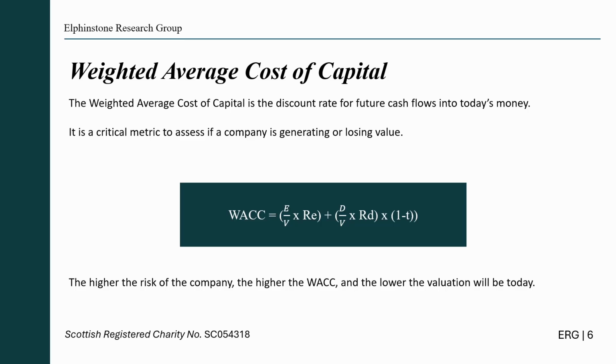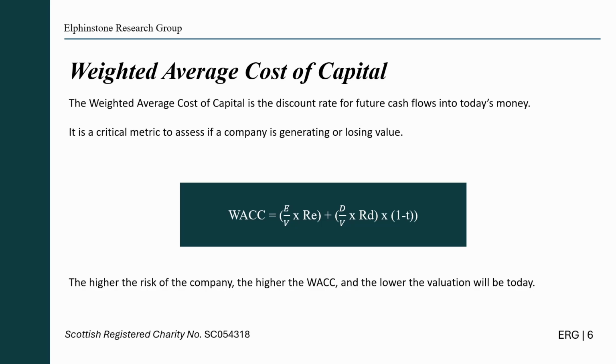In your DCF model, the WACC, short for weighted average cost of capital, is arguably the most critical variable. It is the discount rate for future cash flows into today's money, or it can also be looked at as the required rate an investor needs in order to consider investing in the business. It is a critical metric to assess if a company is generating or perhaps losing value. And the higher the risk of the company, the higher the WACC, and with that, the lower the valuation will be today. Let's have a look at the formula.